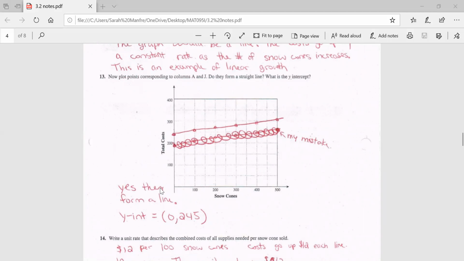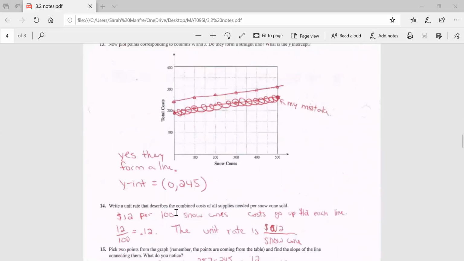Yes, it forms a line. Well, what is the y-intercept? 0, 245. That's the initial. If they sell 0 snow cones, it costs them $245 to run the business. Okay, write a unit rate that describes the combined costs.